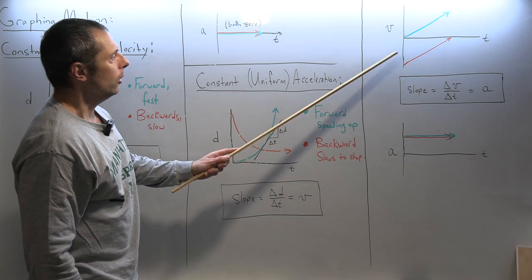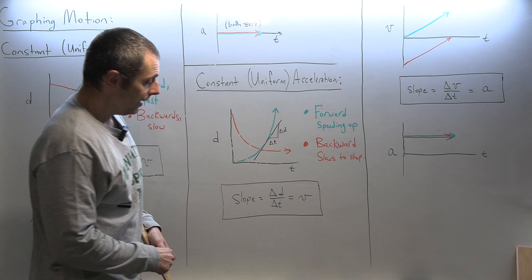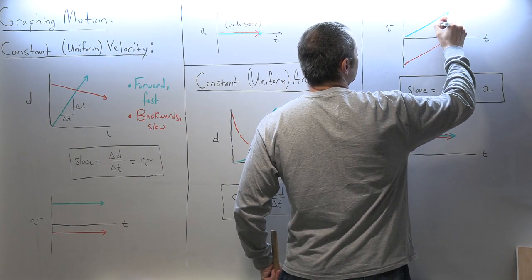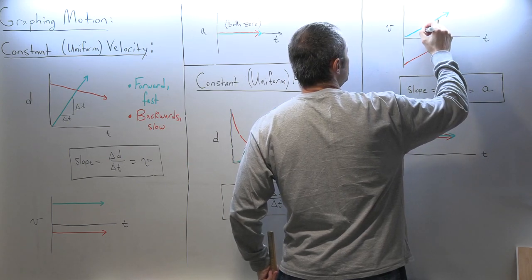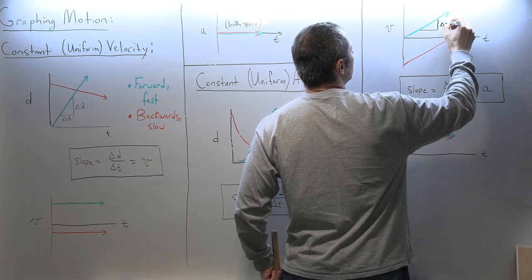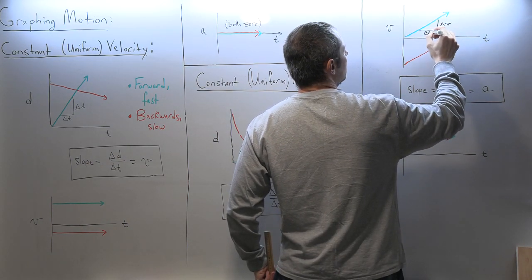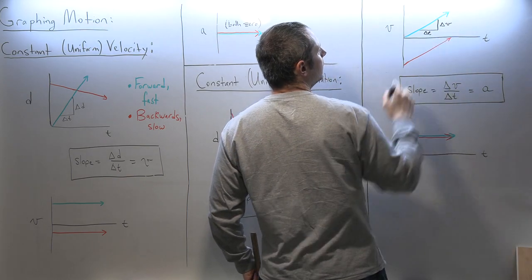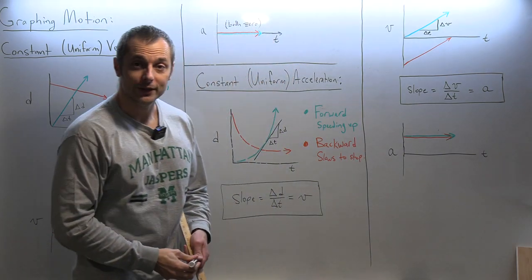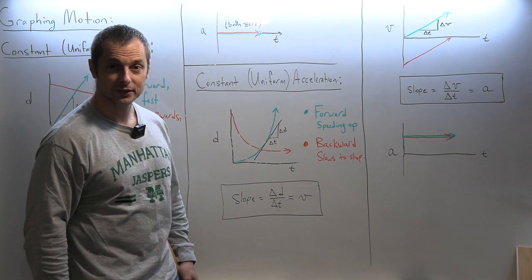Now, the slope of this graph turns out to be the acceleration. How do we know that? Well, if I calculate the slope here, I do change in y over change in x. Well, what's on the y-axis is not y, but velocity. What's on the x-axis is time. So change in y over change in x is delta v over delta t, which would give you the acceleration. Okay, so slope of the velocity graph is acceleration.